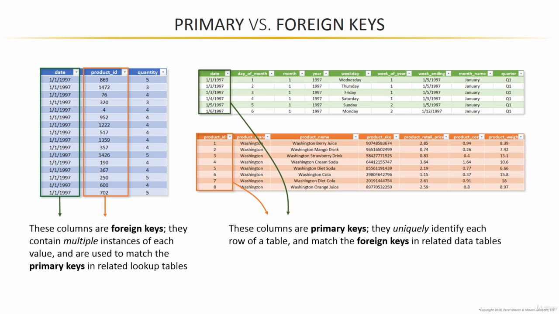So it's easy to mix these up, but as a rule of thumb, primary keys are unique, foreign keys often contain duplicates. So let's jump into Power BI. I want to open up the relationships view and see if we can identify some of these primary and foreign keys in the AdventureWorks tables that we're working with.